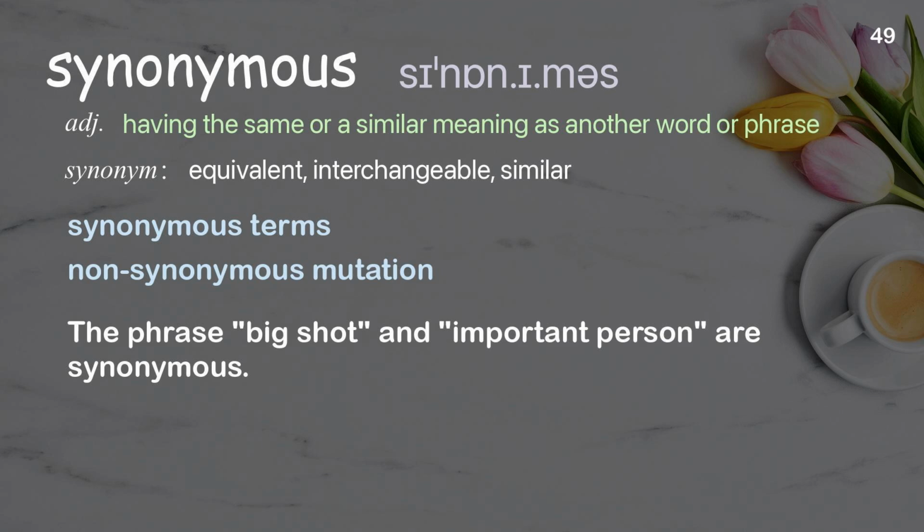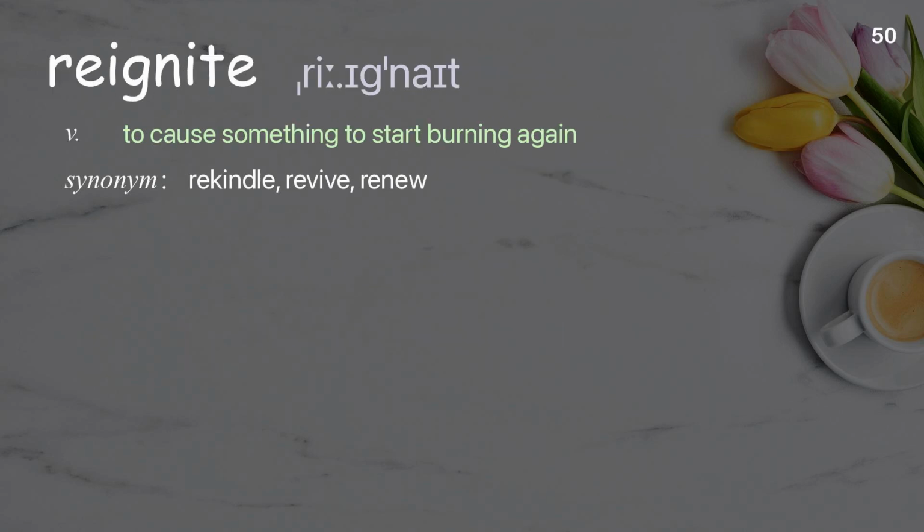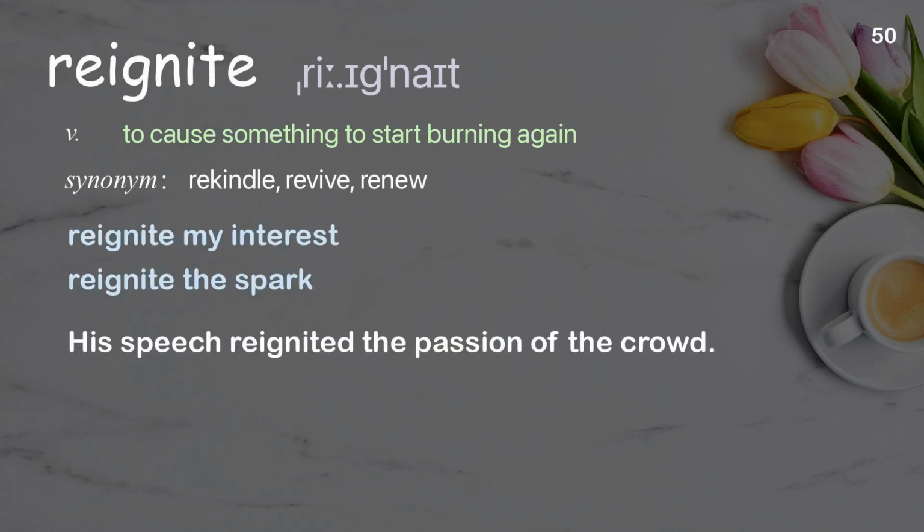Viability. The ability of something to be successful or to continue to exist. Examples: Cellular viability. Viability of the business. The project's viability was uncertain, so we put it on hold.